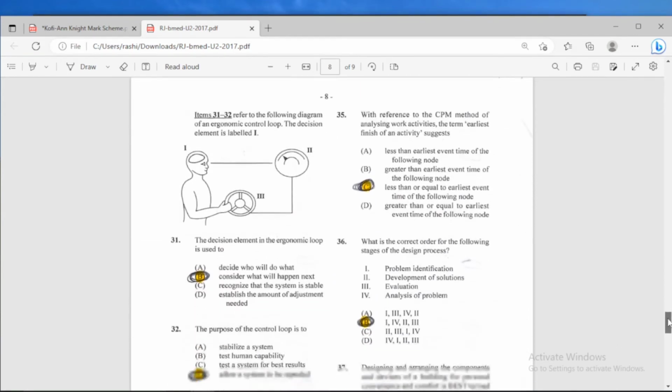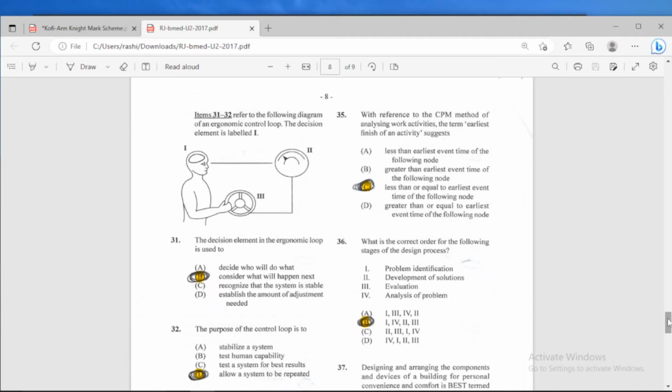So we move on now to items 31 to 32 here. It says items 31 to 32 refer to the following diagram of an ergonomic control loop. The decision element is labeled I, or 1. The decision element in the ergonomic loop is used to, is it to decide who will do what, consider what will happen next, recognize that the system is stable, establish the amount of adjustment needed? Here it's to consider what will happen next.